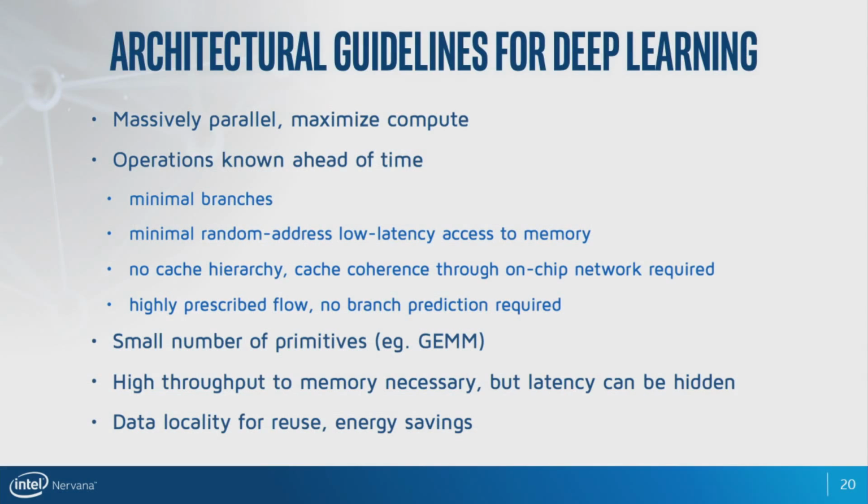So we're building a deep learning processor. What are some of the architectural guidelines? What's important when you're building yours at home? What do you need to know? Compute obviously is very important. Highly parallel compute is the name of the game.